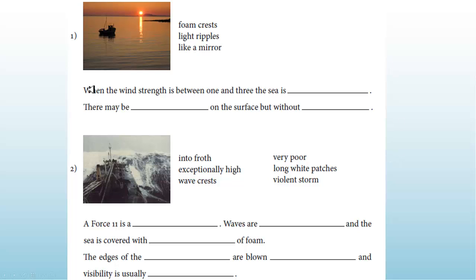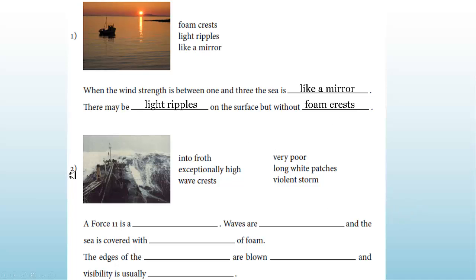Let's look at the first one here. When the wind strength is between 1 and 3, the sea is like a mirror. Yes, there may be light ripples on the surface, but definitely no foam crests. Okay, foam crests: you can say where the crest is breaking, the wave is breaking and the crest has foam. You could say white horses, or we Americans say white caps.